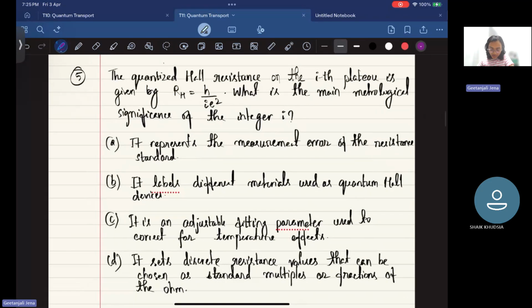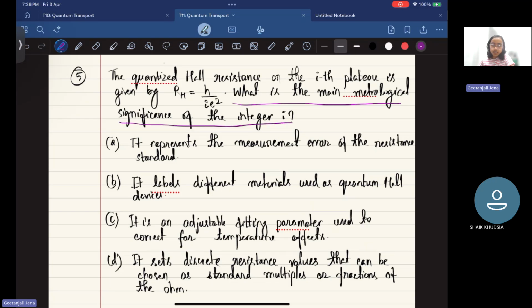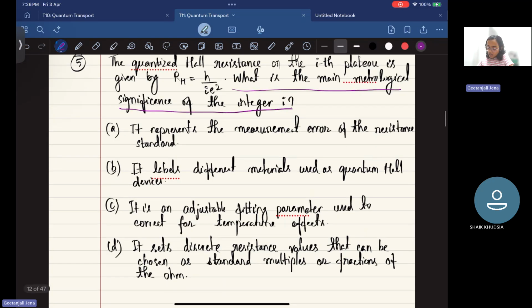Question number 5. The quantized Hall resistance on the ith plateau is given by RH = h/(i e²). What is the main metrological significance of this integer i? Option A, it represents the measurement error of the resistance standard. Option B, it labels different materials used as quantum Hall devices. Option C, it is an adjustable fitting parameter used to correct for temperature effect.